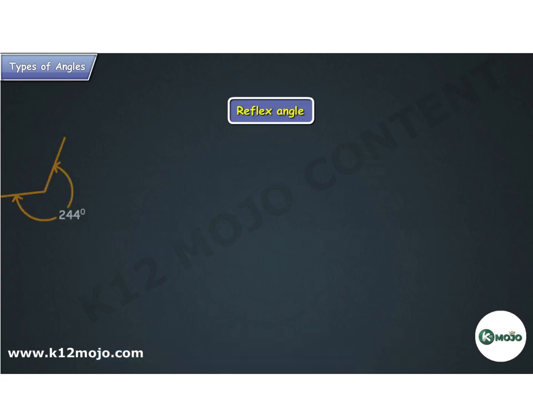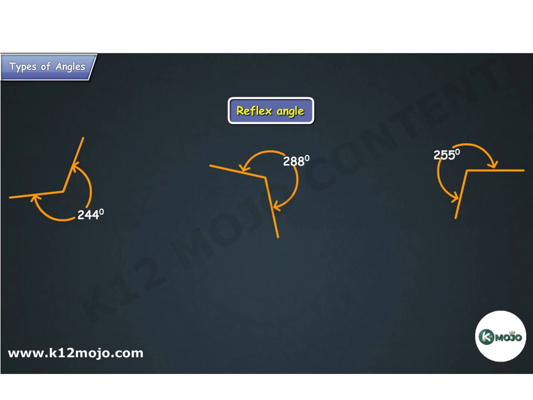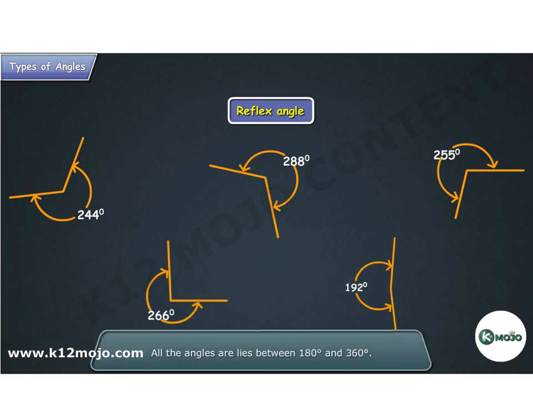Reflex angle. An angle which is greater than 180 degrees and less than 360 degrees is called the reflex angle.